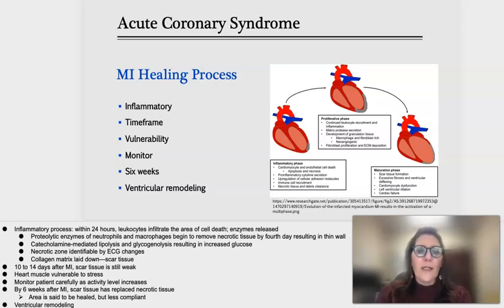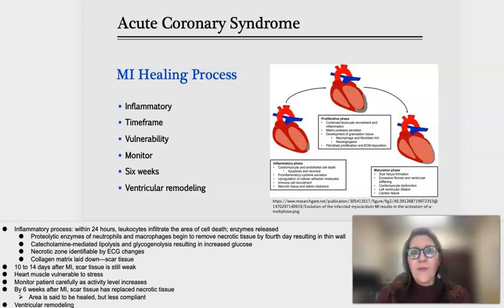The proteolytic enzymes of the neutrophils and the macrophages begin to remove necrotic tissue by the 4th day, resulting in a thin wall. Catecholamine-mediated lipolysis and glycogenolysis result in increased glucose. The necrotic zone might be identifiable by EKG changes, and then the collagen matrix is laid down, and now we have scar tissue. You really don't want scar tissue.